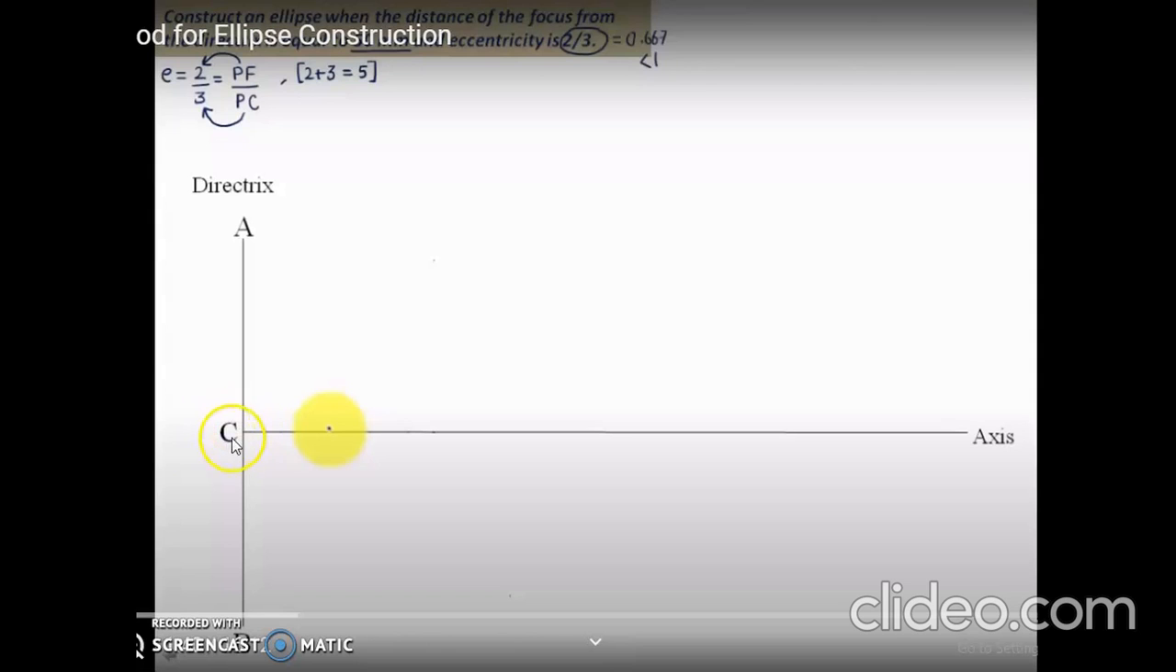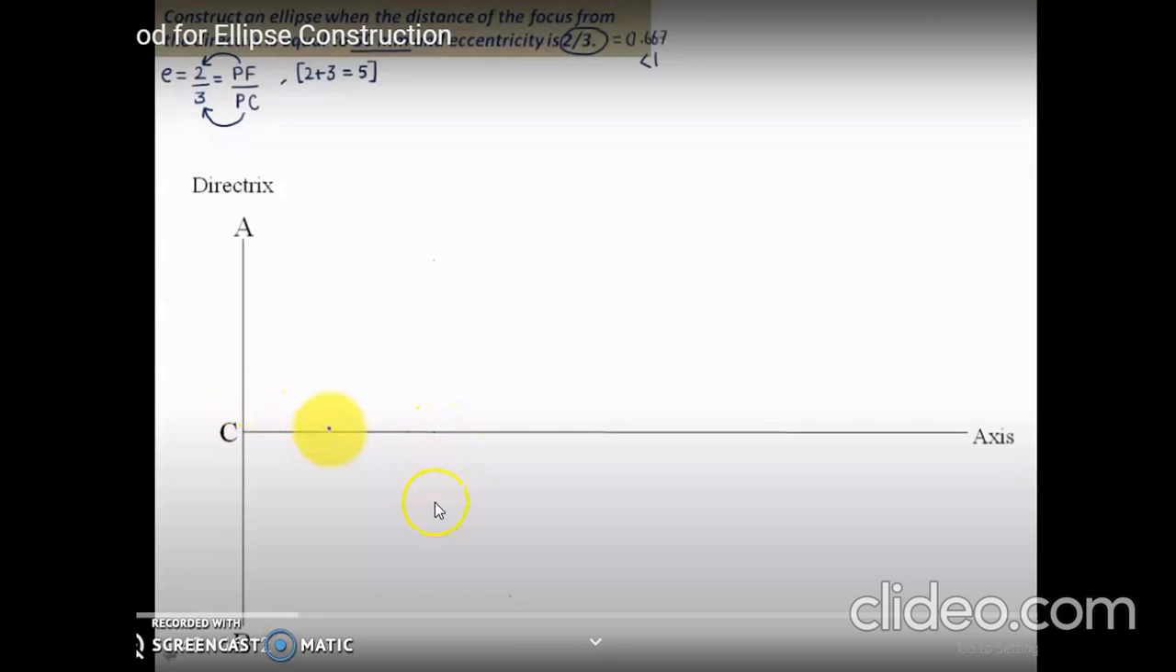From that point C, draw a horizontal line. This is our axis line. From point C, draw an axis line. This axis line should be perpendicular to your directrix line, the AB line.